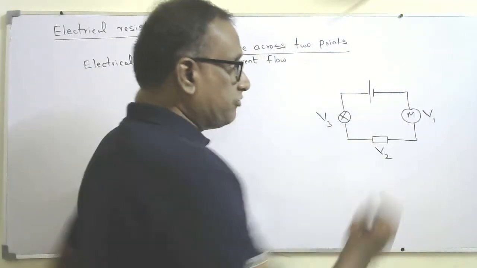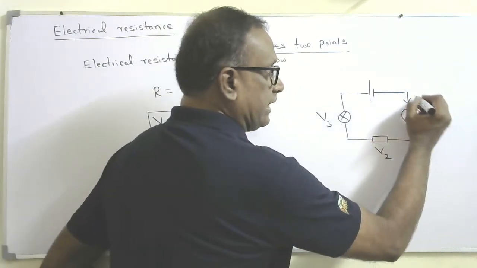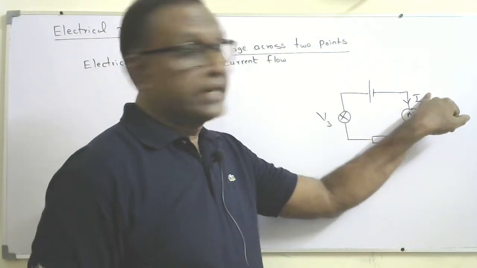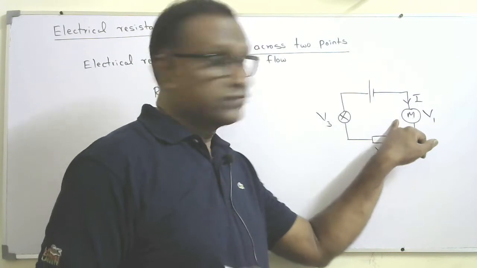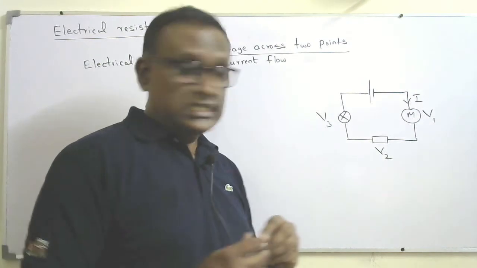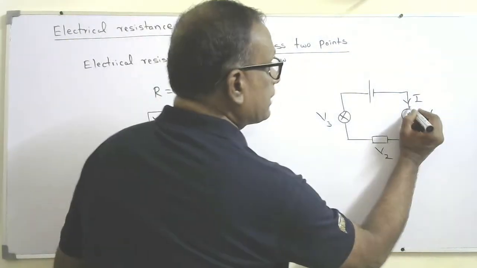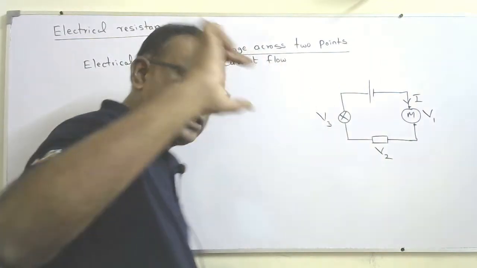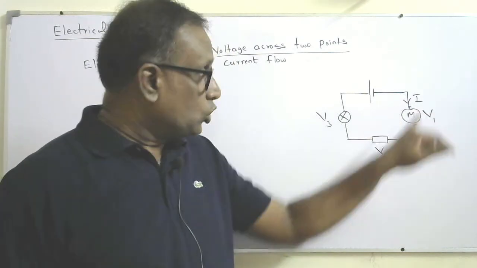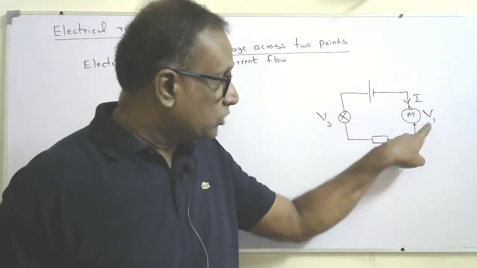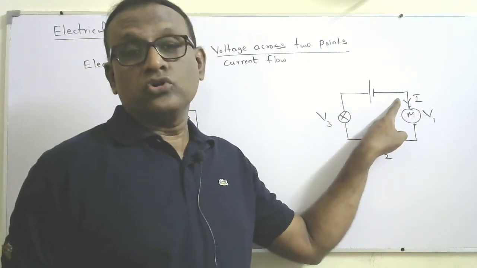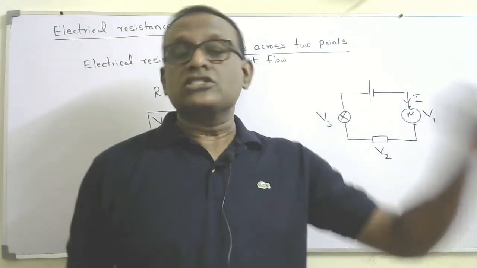So if I say the current flowing through the motor is I, then the resistance of the motor is V1 divided by I. That is the resistance of the motor: the voltage across the component, or the voltage across the 2 points. So what are the 2 points? These are the 2 points across the motor. Across the motor, there are 2 terminals. The work done to move 1 coulomb of charge from this point to this point is the voltage across the motor. So that voltage divided by the current flowing through the motor gives the resistance of the motor.